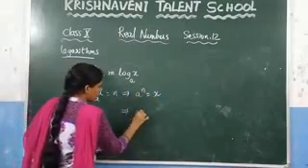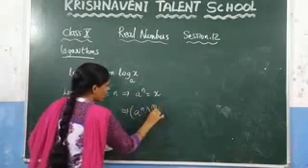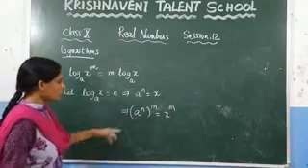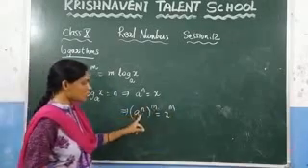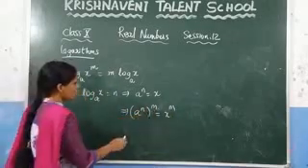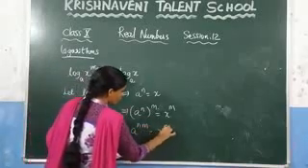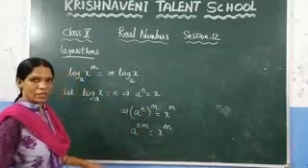Take power m on both sides. a power n whole power m is equal to x power m. Now here you know that a power n whole power m is nothing but a power n into m. This one you can write as a power nm is equal to x power m. Now apply logarithm here.